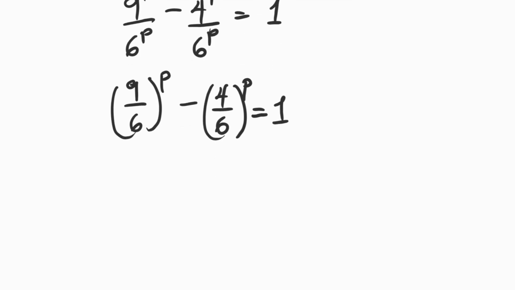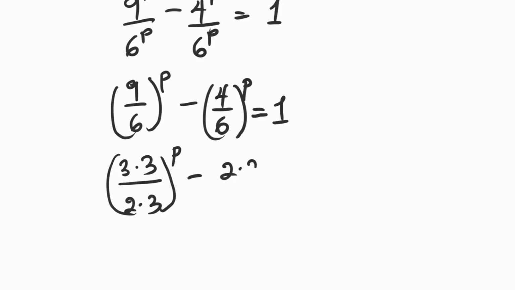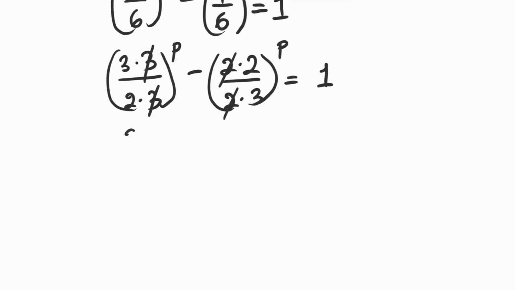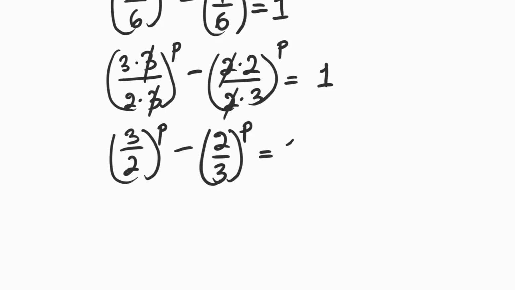Now, let's rewrite what we have in the brackets. We can rewrite 9 over 6 to become 3 times 3 divided by 2 times 3, to the power p, minus 2 times 2 divided by 2 times 3, to the power p, equals 1. So from here we see that 3 can cancel out, and we also see that 2 can cancel out. Now we have 3 divided by 2 raised to the power p minus 2 divided by 3 raised to the power p is equal to 1.